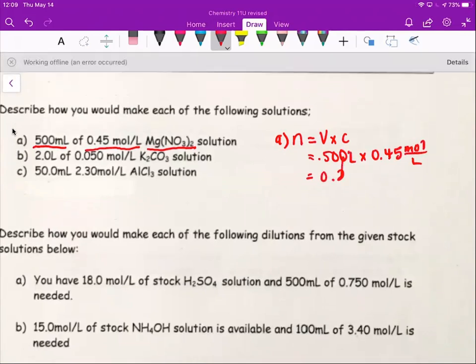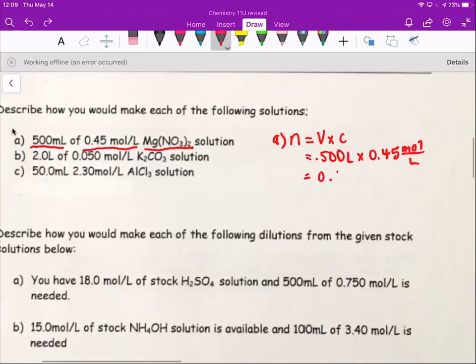That's going to be 0.225. Oh my goodness, I'm sorry, I'm having iPad issues. It's working offline. Told you guys my internet is terrible up here.